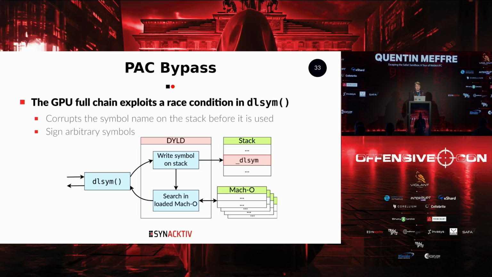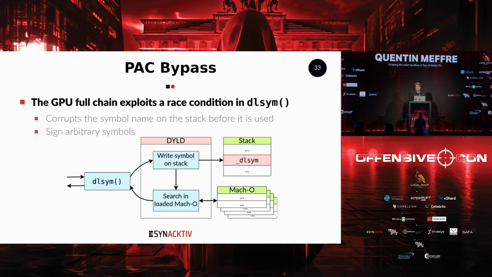The GPU exploit used in the wild that I talked about previously also uses an interesting PAC bypass, which is a race condition located in the dlsym function. Basically, this function will first write the lookup symbol onto the stack. Then it will search this symbol in each loaded Mach-O of the current process, and if it finds the lookup symbol, it will return a signed pointer.